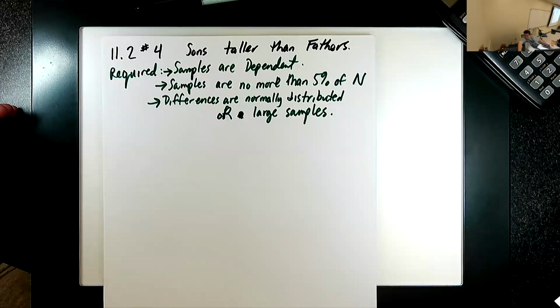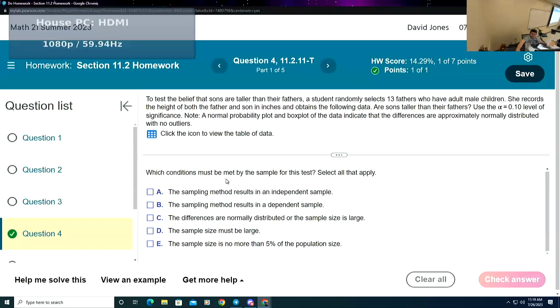All right. So which conditions must be met? It says they select 13 fathers who have adult male children, so the children are adults also. You don't really want to compare a 12-year-old to their dad. They only have 13 fathers. They have alpha equals 0.10. They tell us a normal probability plot and box plot of the data indicate that the differences are approximately normally distributed with no outliers. They tell us the main conditions are met.